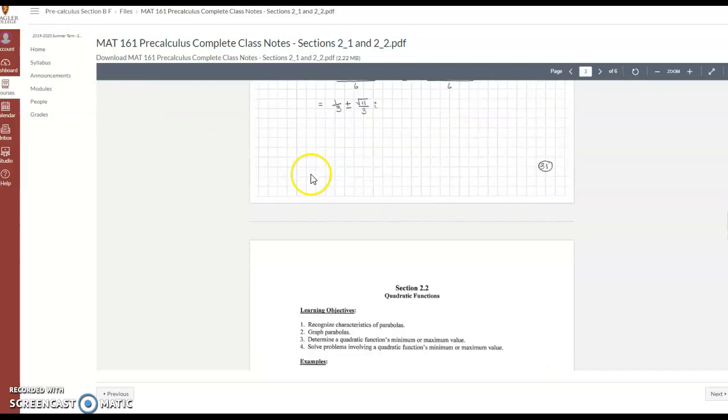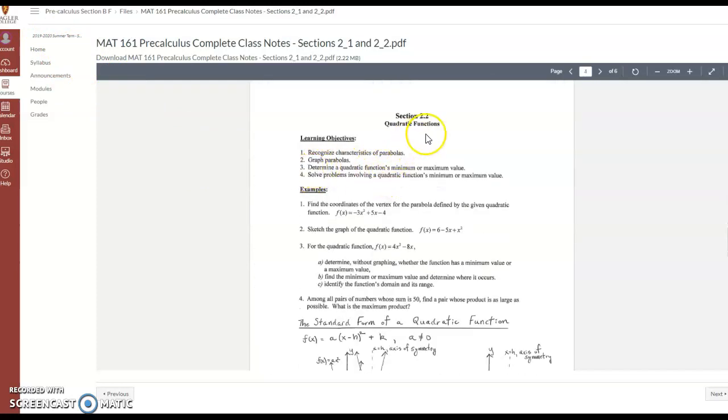And in section 2.2, we're going to be talking about understanding quadratic functions, which are essentially parabolas if you were to graph them, right? ax squared plus bx plus c equals y is a quadratic function. We'll be able to graph these parabolas, determine the minimum or maximum value just from the equation, and solve problems that involve the function's minimum or maximum value. That will finish up the second homework this week, homework 5, which is due on Thursday.